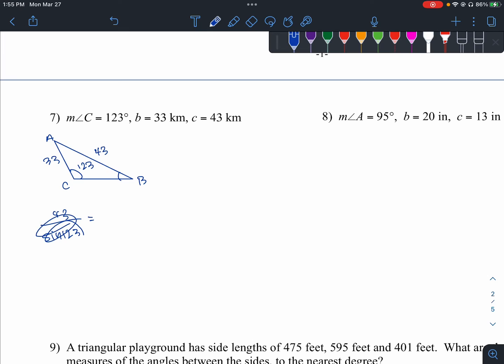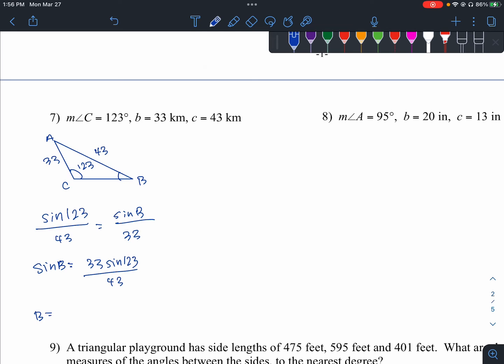Oh, no, I had it right the first time. You're going to want to use the angles on top. It really doesn't matter anyways. You'll just use cross multiplication if you have your unknown variable in the denominator, but this just makes it a little bit simpler. So sine of 123 divided by 43 is equal to sine of B divided by 33, multiplied by 33. So you have sine of B is equal to 33 sine of 123 divided by 43, and then you use sine inverse, sine of -1, and then 33 sine 123 divided by 43, and that will give you angle B.